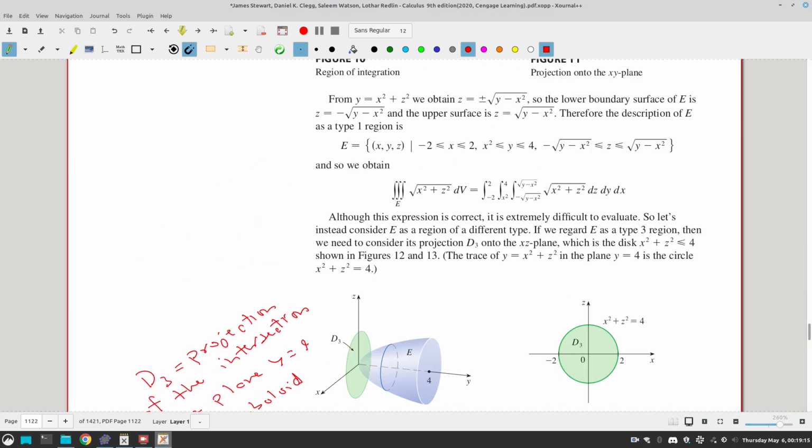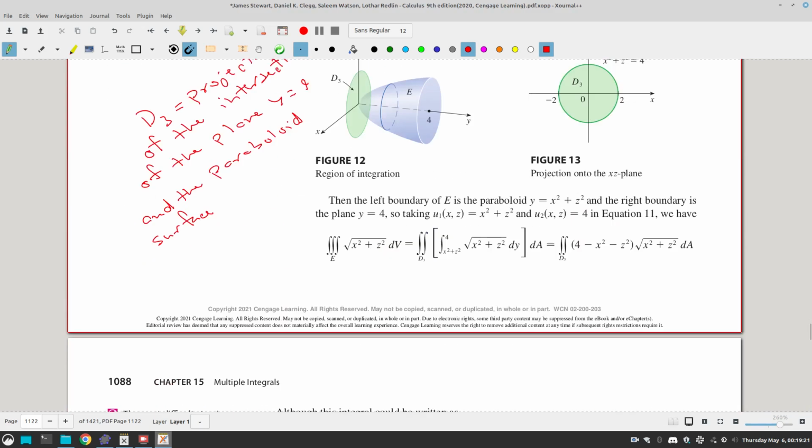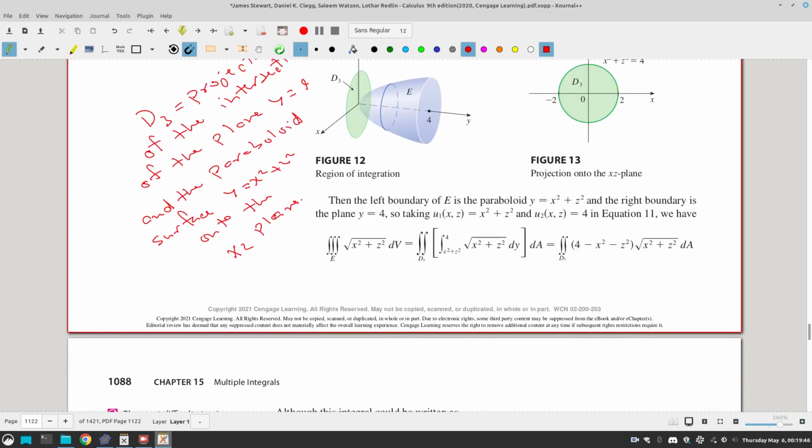On the paraboloid surface, what's the paraboloid surface? y is equal to x squared plus z squared, projected onto the xz plane. This is not the xy plane, it is the xz plane. Now this intersection is of course going to give you the circle x squared plus z squared is equal to 4. So that is D3, the region D3, right?